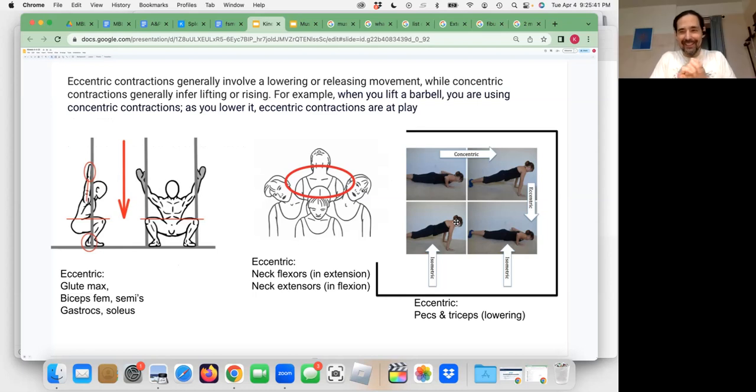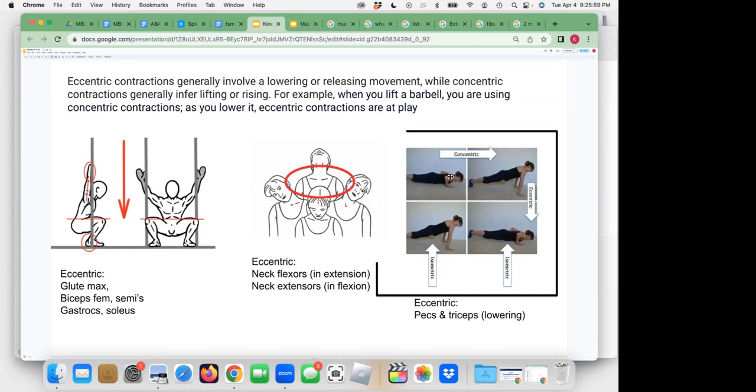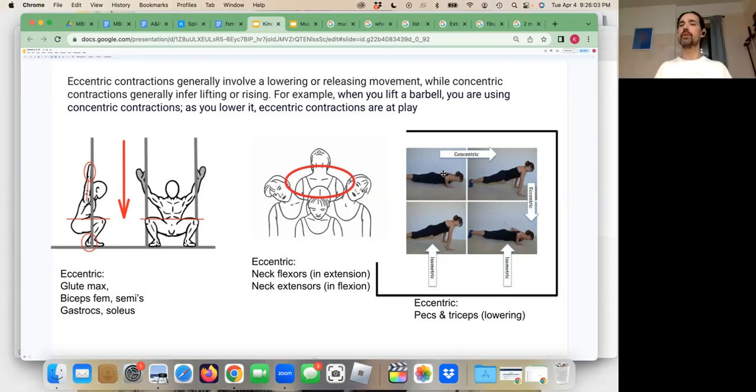Oh, my God. We got a difficult one here. Let's see. Who can I give the difficult one to? How about Vincent? So Vincent, in the push-up, now the arrows are a little confusing. They go this way. They go clockwise. Okay? They go like this. So tell me why this says concentric from here to here. Why does it say concentric?